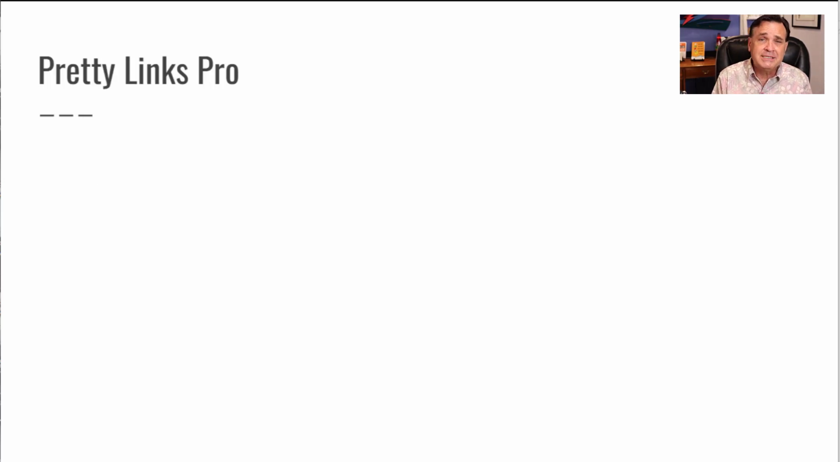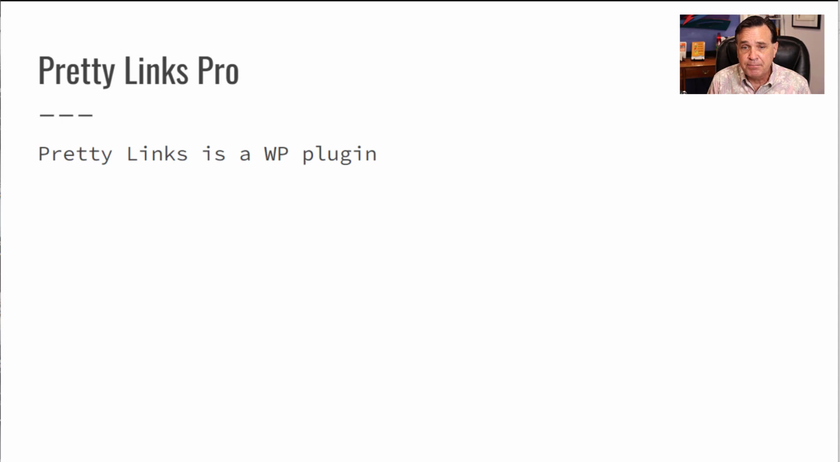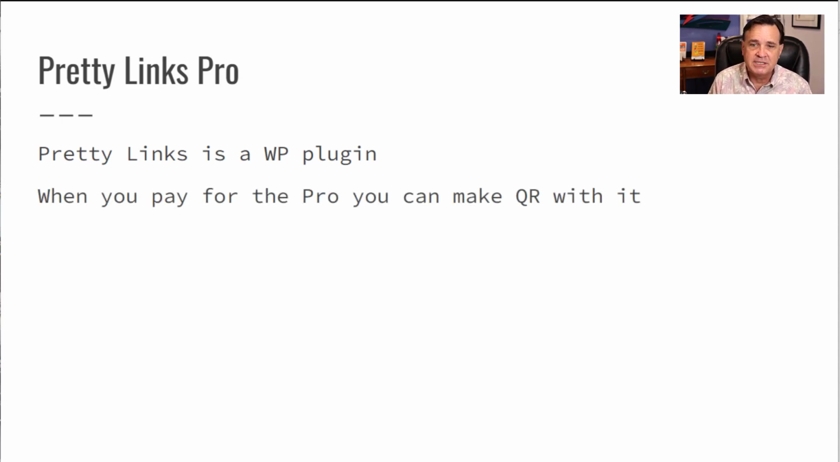So what I suggest, if you have a little bit of money to invest and you have a WordPress site, is to get what's called Pretty Links Pro. It is a WordPress plugin, and for about $100, you can get the Pro version. And I'm not an affiliate, so there's no extra remuneration here for me. I don't make anything for you doing this, but I myself use it, and that's one of the reasons why I recommend it. But the great thing about Pretty Links Pro is it will make a QR code using your URL, right?